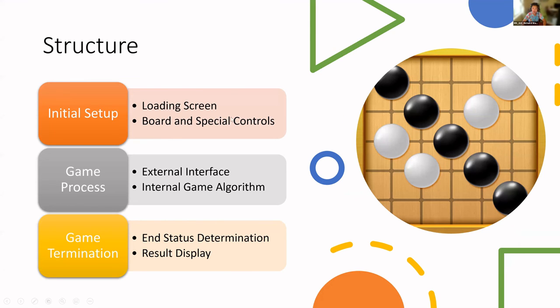So now that we've watched the demo, let me briefly explain the structure of my project. It can be split into three parts: the initial setup, the game process, and the game termination. The initial setup has two parts and relies heavily on the turtle library. The loading screen, as you saw in the demo, was that spinning yin-yang. And after it ends, there's the start button. And if you press it, you see the board and special controls.